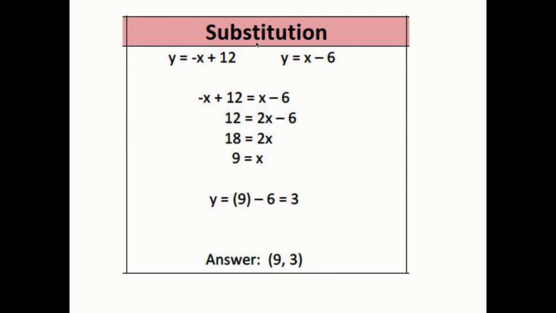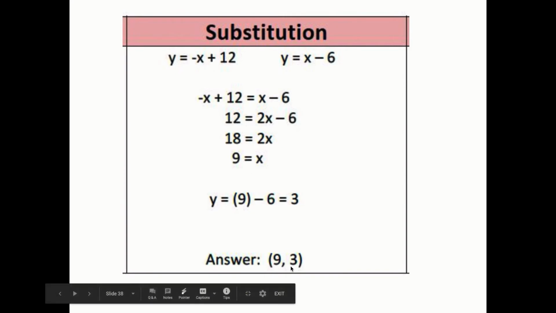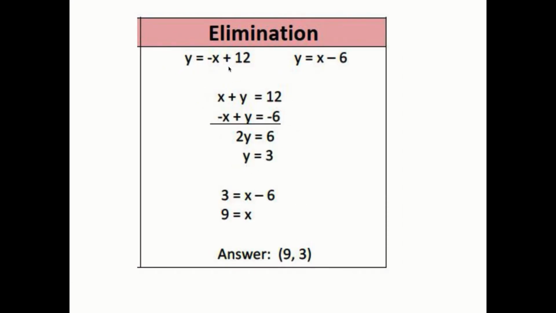The other way is to use substitution. So for example, these both equal y, so you can set the equations equal to each other. Solve for x. Once you know what x is, you plug it back in to solve for y. So notice that's algebraically getting the same answer. And then elimination is when you line up your x and y's together, add the equations to make a variable cancel, and solve for a variable.